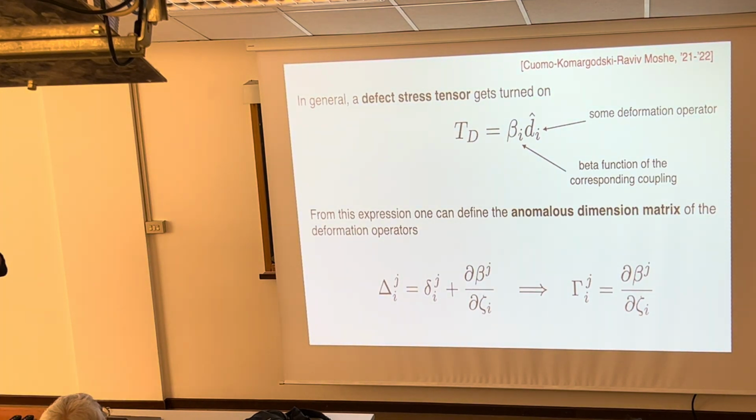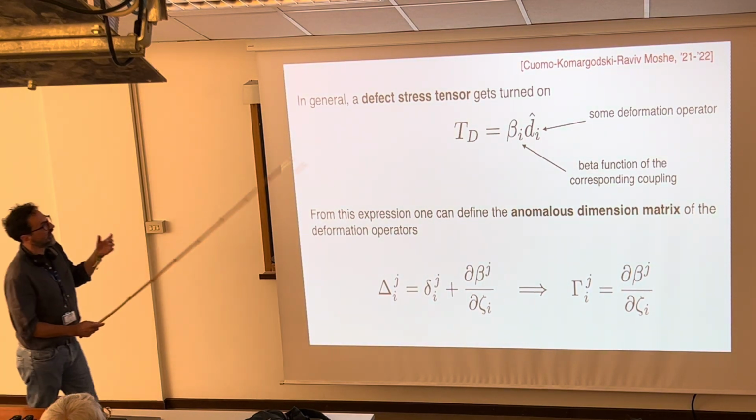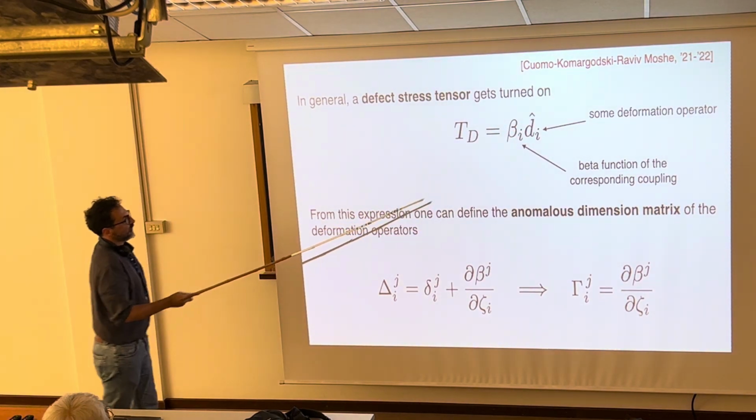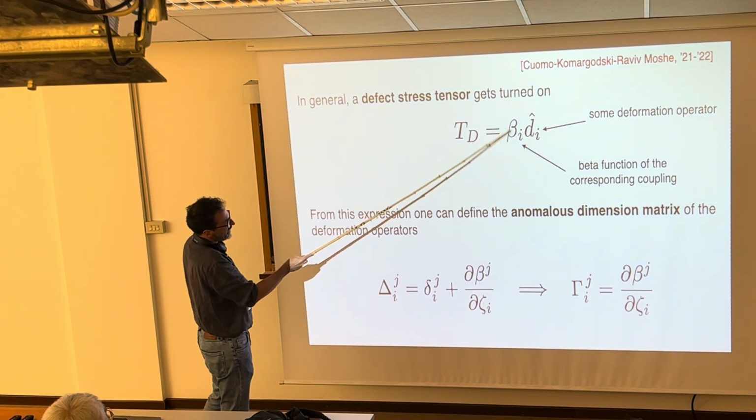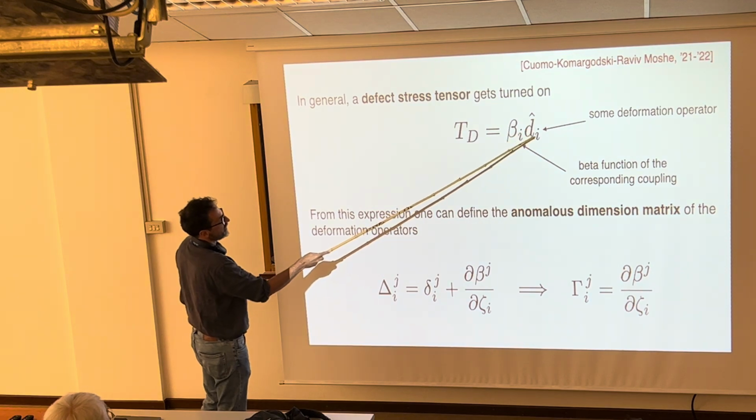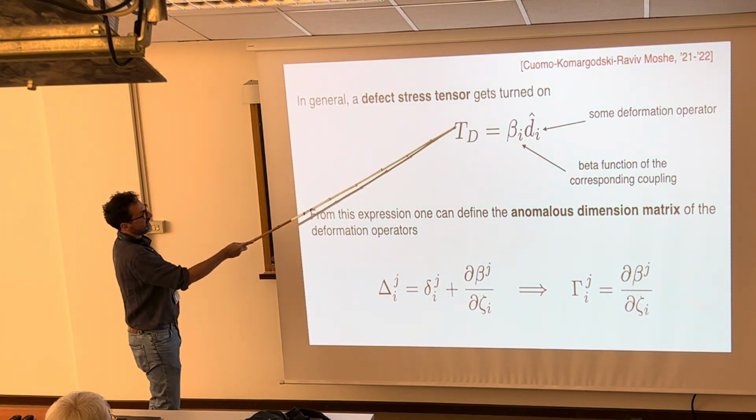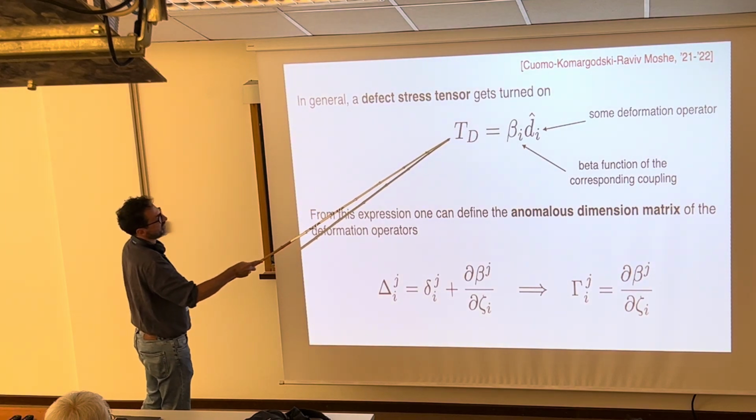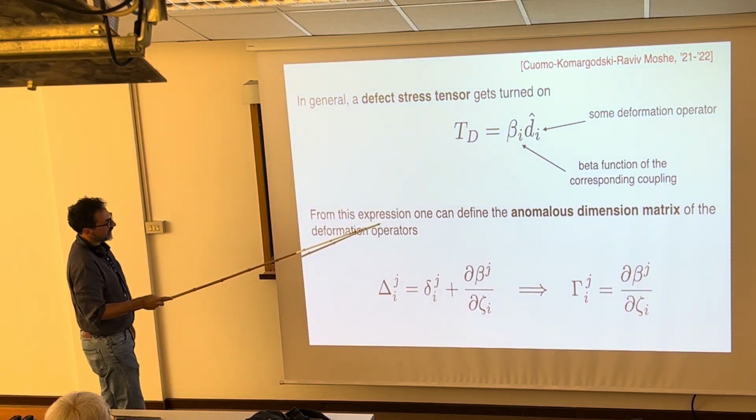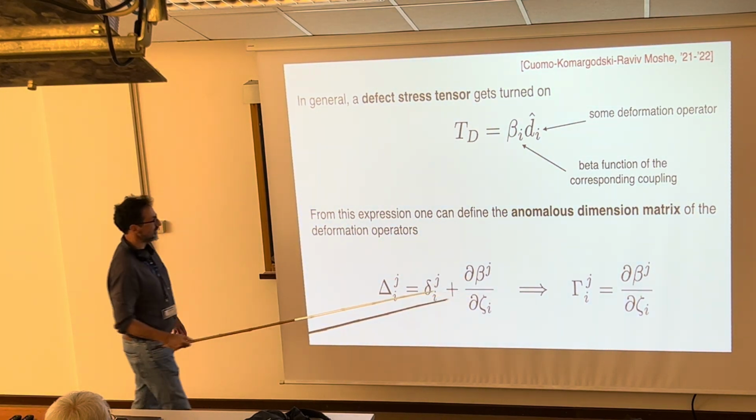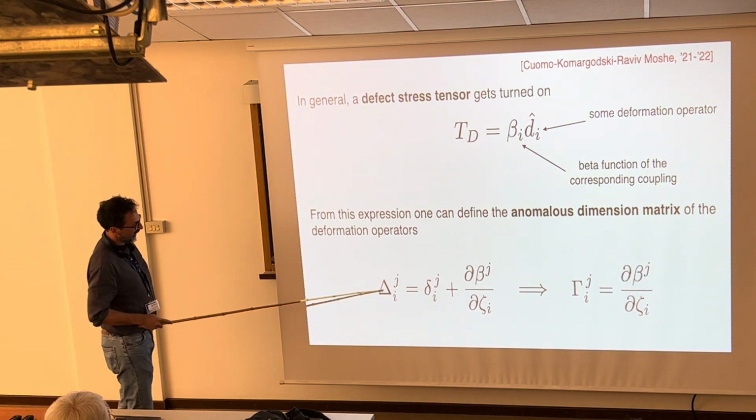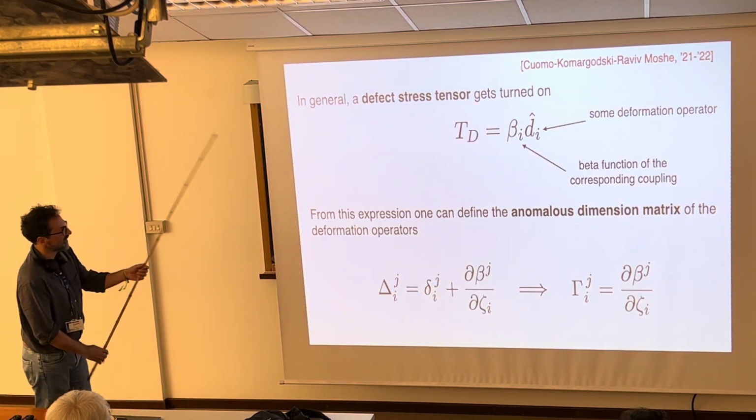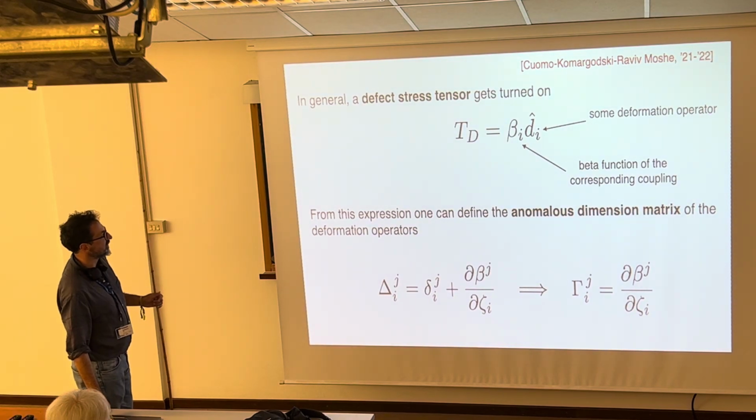So in general, when you turn on some deformation operator, let's call it D hat, which has some coupling whose beta function is beta I, so this is the beta function of a corresponding coupling associated to this deformation operator, then you turn on a defect stress tensor, TD, and you can take derivatives with respect to the renormalization scale of this quantity, and you can extract from this definition a matrix of anomalous dimensions of the deformation operators. And then this delta is the total dimension, which has some anomalous part and some classical part, and you can compute this matrix of anomalous dimensions.